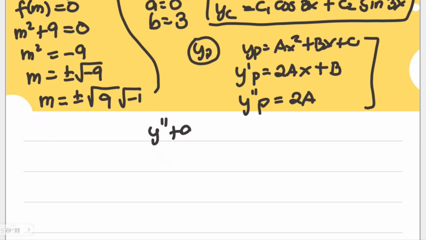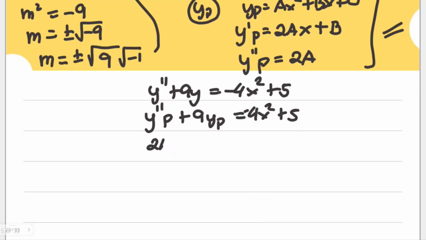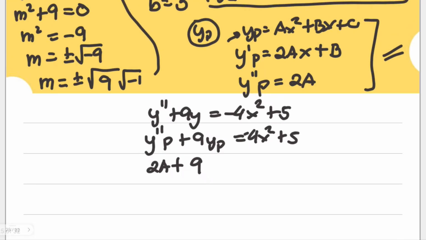Let me rewrite here: minus 4x squared plus 5. Plugging this in instead of y double prime, or the second order derivative of y sub p, plus 9 y sub p. We don't have the first order derivative here, is equal to minus 4x squared plus 5. And with these values now, our second order derivative is just 2a plus 9 times y sub p, which is ax squared plus bx plus c. This is equal to negative 4x squared plus 5.